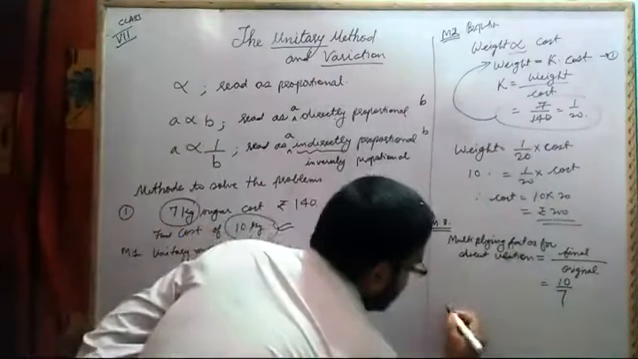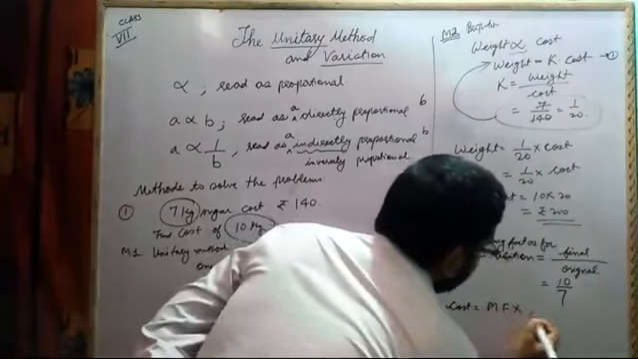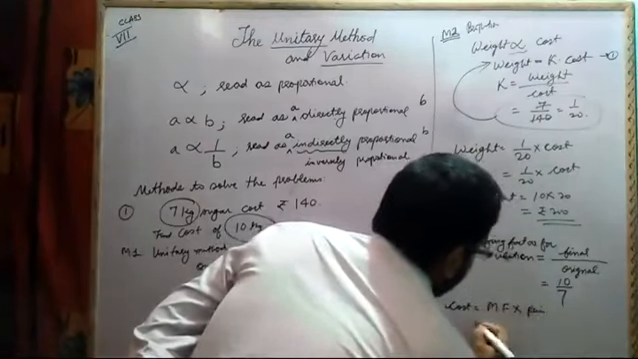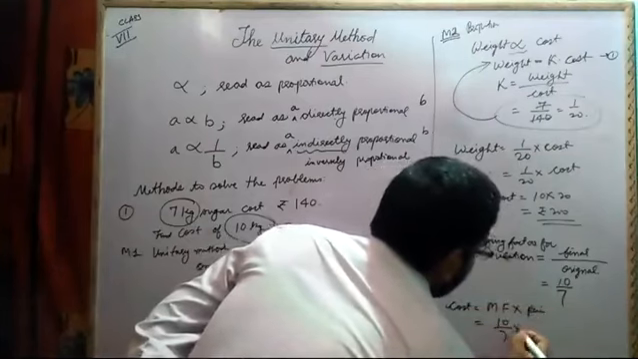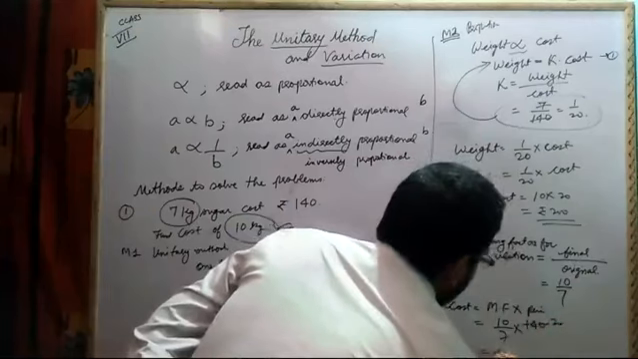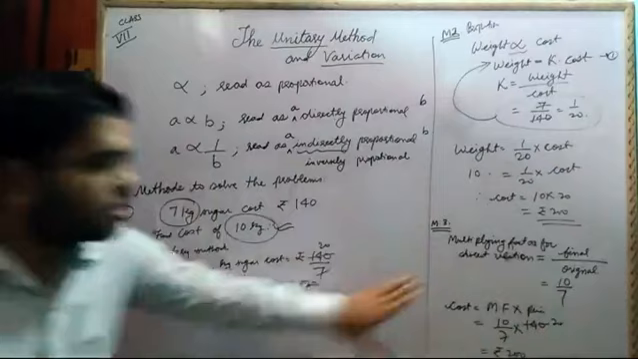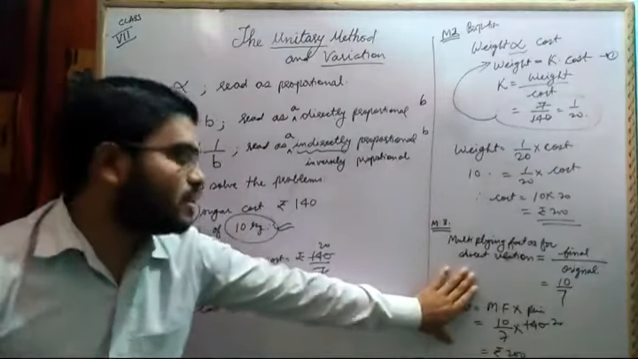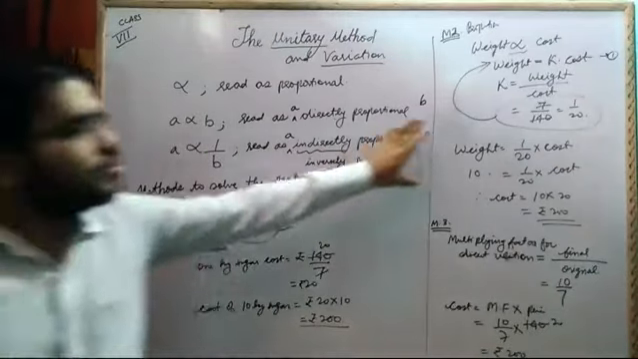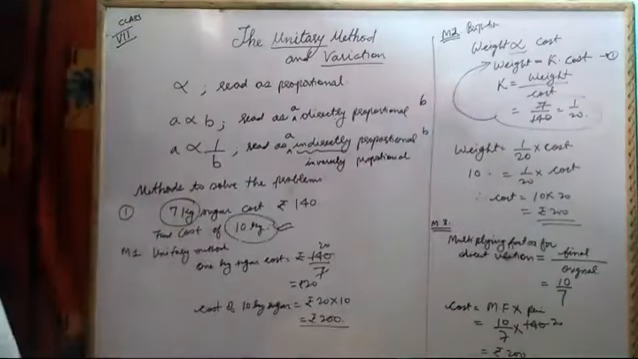Now cost will be equal to multiplying factor into the price given. So multiplying factor is 10 by 7 multiplied with 140. So you will get again here rupees 200. I hope this method also you all will like. But you will not opt for this method because of these 2-3 extra lines.